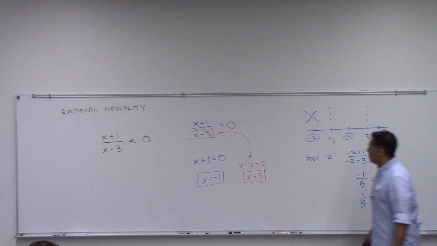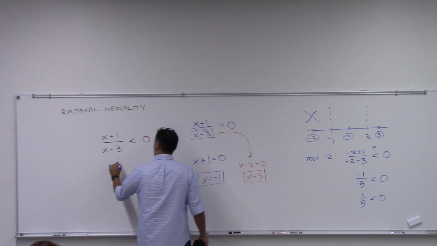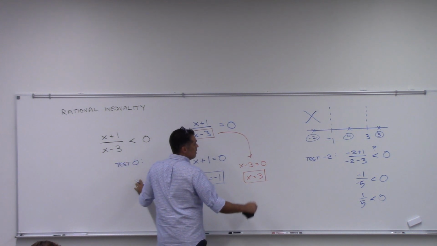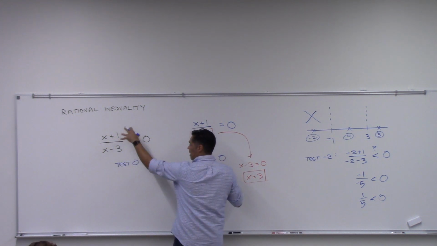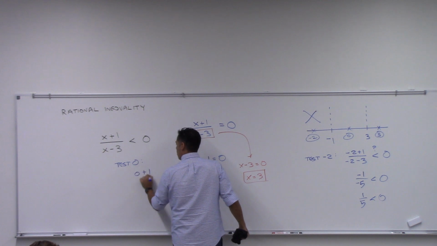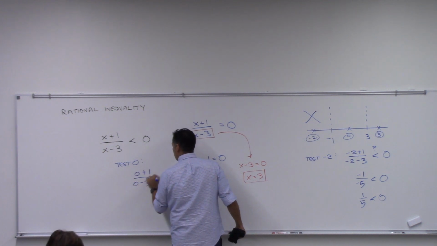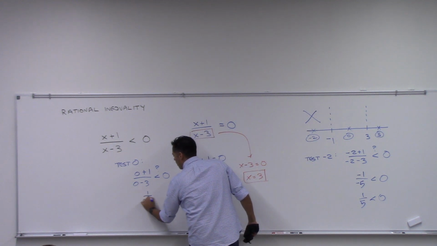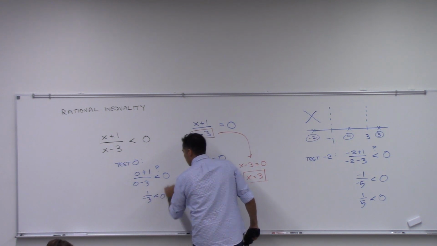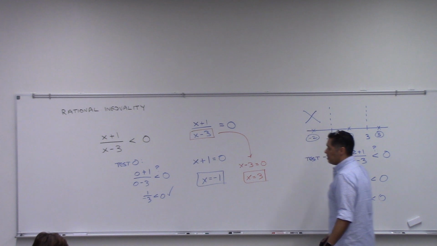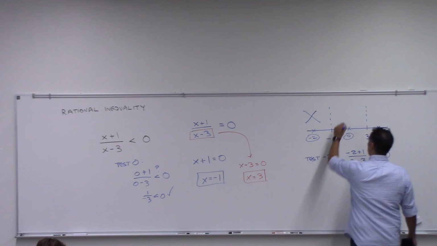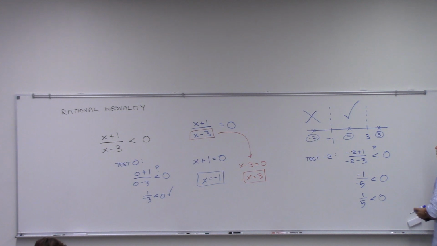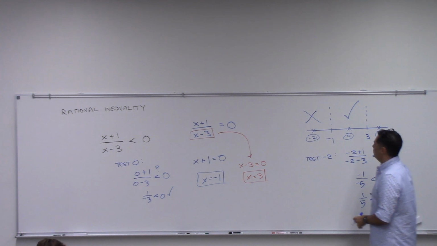Now let's test 0. I'll test it right here. If we test 0, where am I going? Into this, right? Right here. I get 0 plus 1 over 0, take away 3. Is that less than 0? This time, yes. You get 1 over negative 3 less than 0. Yes, that's a negative number. Negative numbers are less than 0. So that means this works. And if you test 5, it will not work.